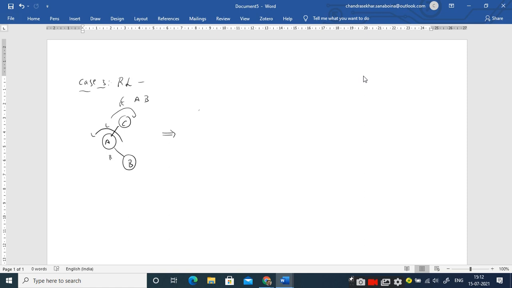So ultimately, what is the result I will get? After performing this left rotation at A and B, I will get like this: C, B and A. And once I perform this right rotation, I will get like this: B, A and C. It is very much clear from the previous example, right?